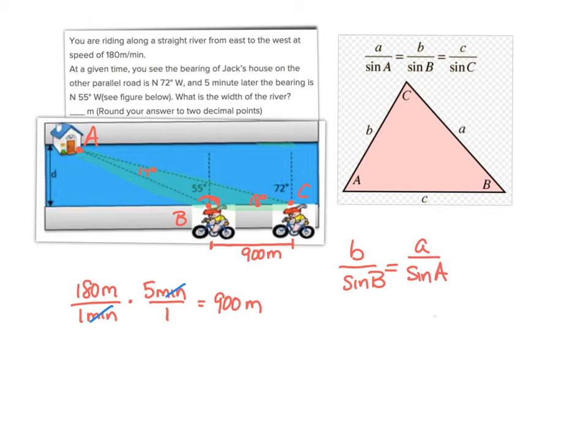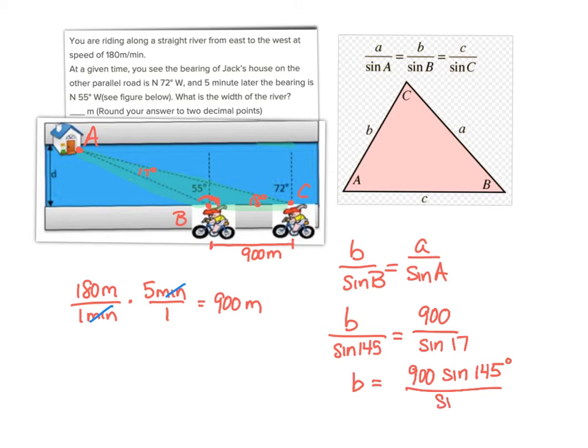Now we're going to plug it in. We don't know side length b. We do not know this side right here, so we're going to call it little b. And little b is over the sine of angle B, which is the sine of 145 degrees. And little a, well, here's vertex A right here, so across from that, little a is 900, over the sine of angle A, which is the sine of 17 degrees. So then we would get b is equal to 900 times the sine of 145 divided by the sine of 17 degrees.